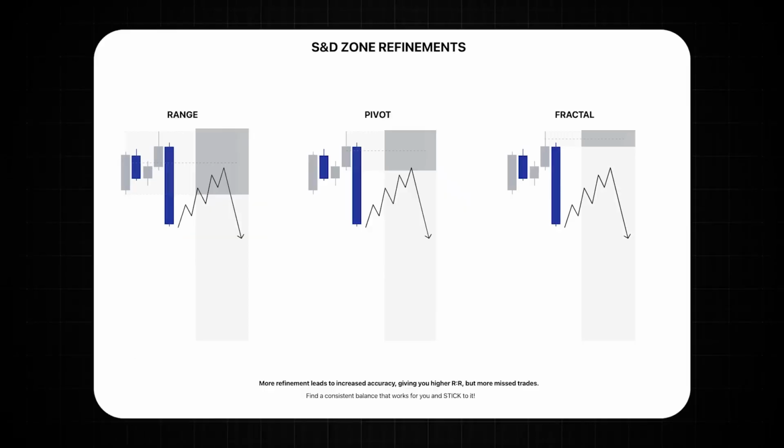You need to also know that a range zone can be refined to a pivot zone, or it can even be refined to a fractal zone. These are things we are going to cover in the upcoming topics of institutional supply and demand, where we're going to be teaching you how to better refine your zones. Refining a zone will actually give you a higher winning percentage and a high risk to reward ratio in the market, but it's actually going to lead to more missed trades.